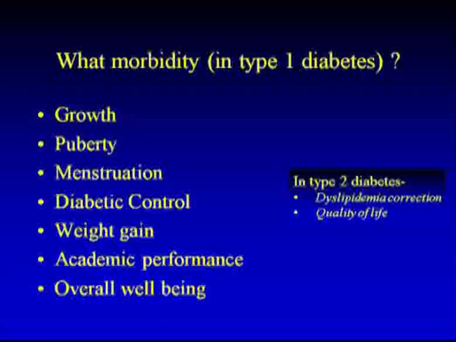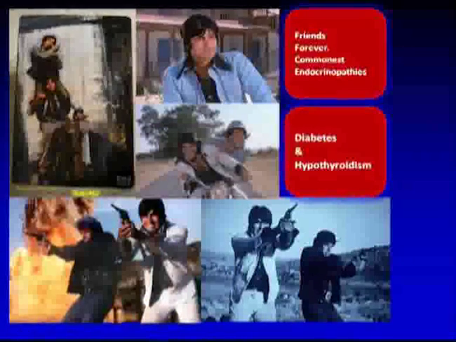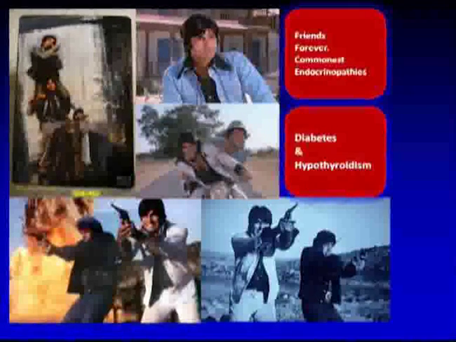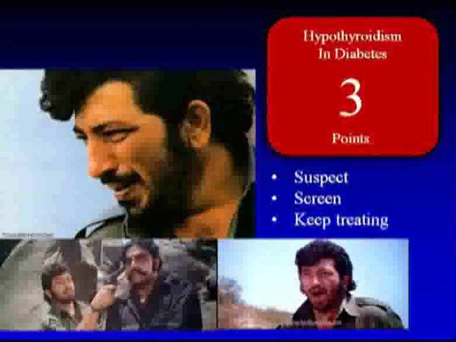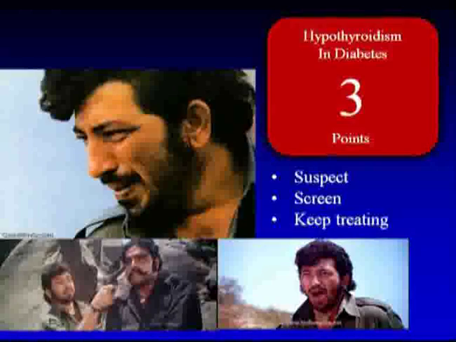In type 2 diabetes, if you detect hypothyroidism early, you may have some benefit in correcting dyslipidemia, and we're not sure whether any other outcomes will be different. So in type 1 diabetes, please test thyroid functions and anti-TPO once a year. And I come to the end of my talk. I talked about hypothyroidism and diabetes, both common diseases. In type 1 diabetes, the risk of hypothyroidism is higher, so you need to suspect, screen and keep treating. In type 2 diabetes, that doesn't increase the risk.